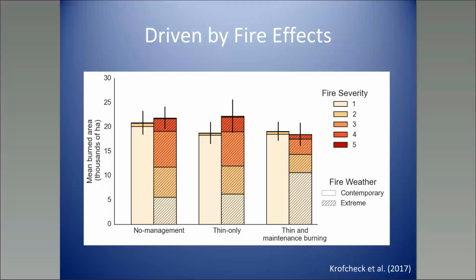And the reason we see that large drop in the thin and maintenance burn relative to the thin only has to do with the fact that in the thin only, we're only entering the system once initially, and then we've got quite a bit of shrub cover increase following thinning as we alter that light environment, and the shrubs are acting as a vector for fire to move through the system.